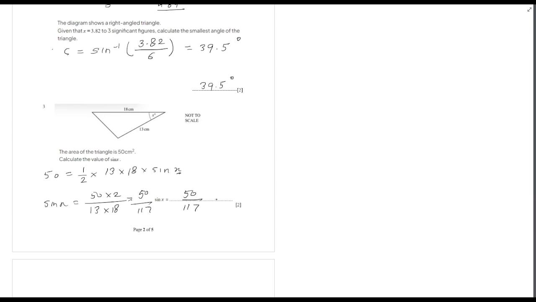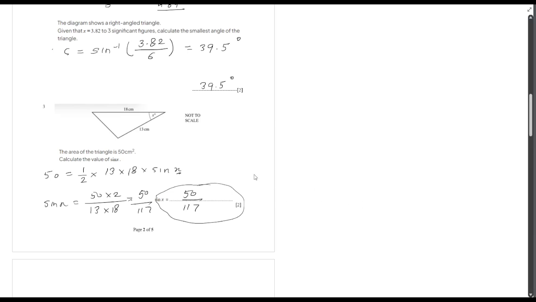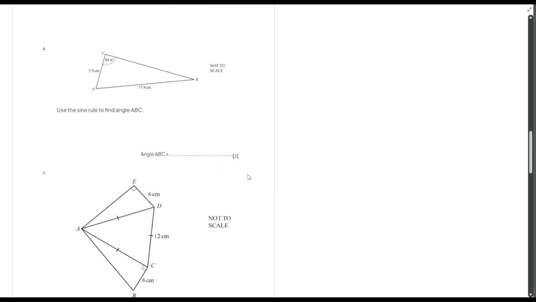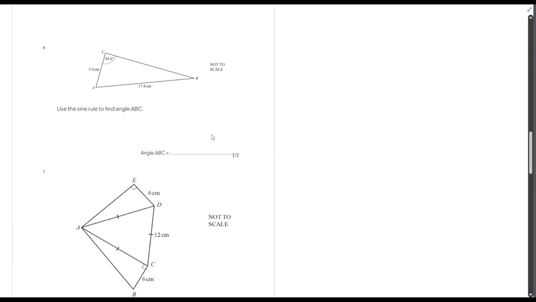Always write your answer in the place where it is asked, like sin x. If you keep your answer elsewhere and do not write anything in front of sin x, it is possible that you may lose 1 mark. Now question number 4: use the sine rule to find the angle ABC.